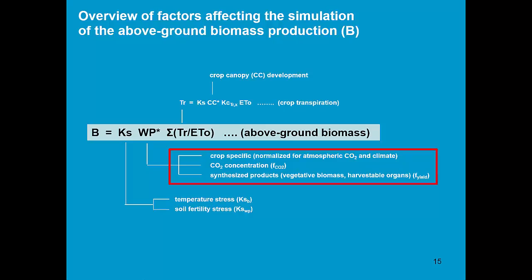It is adjusted for CO2 concentrations, and for some of the crops it is adjusted according to the synthesized product. Are these leaves or are these oil? Finally, the biomass production is also affected by stresses. We consider temperature stress, and in another module we look at the effect of soil fertility stress.